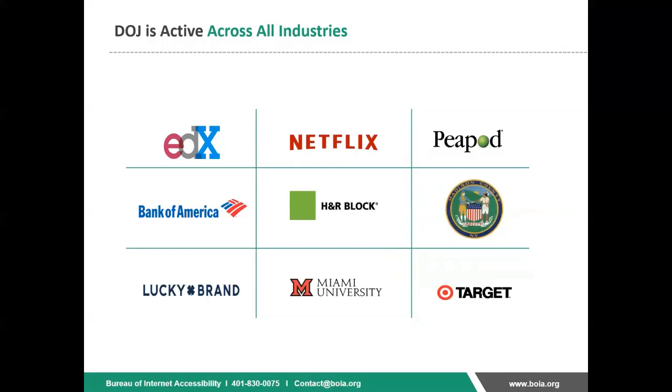They actively pursue organizations in all industries, including education, retail, and financial. The DOJ lawsuits cost companies millions of dollars to defend and have all ended in a settlement that requires companies to make sure that their websites are accessible.